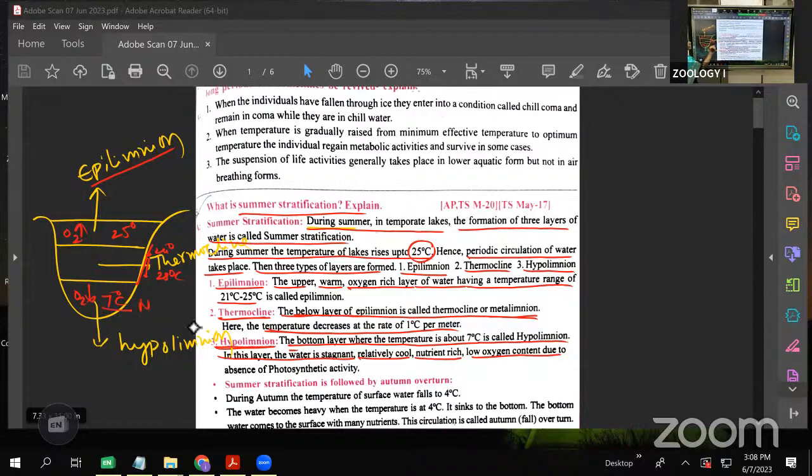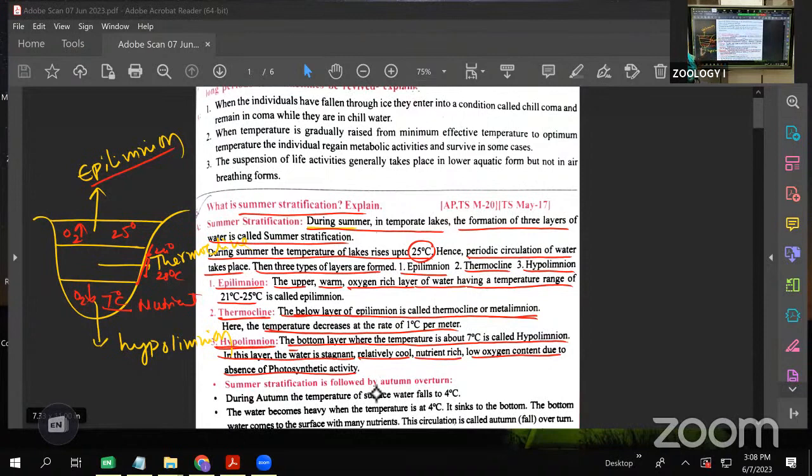Here, nutrients are more. All dead and decaying plants and animals are there. That's why it is a nutrient-rich layer with low oxygen due to the absence of photosynthesis. Photosynthesis does not occur in this place. That's why oxygen is less, but nutrition is more in the hypolimnion.